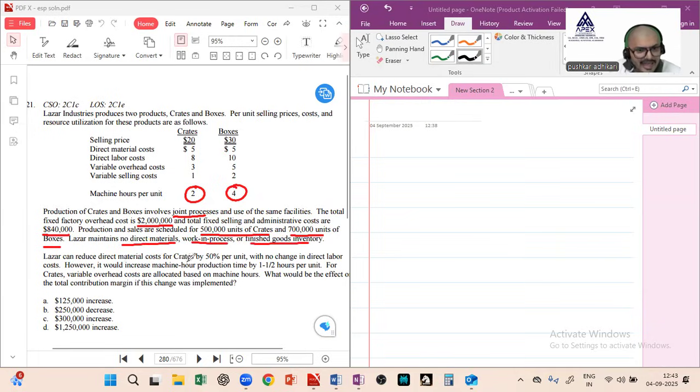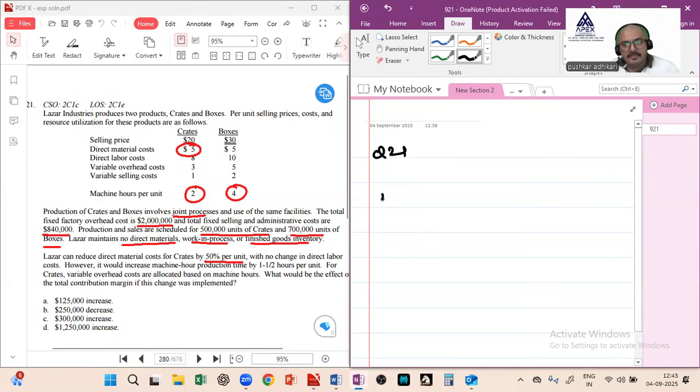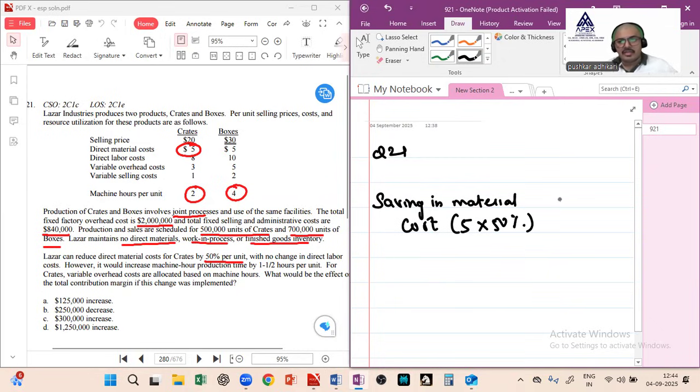Lazar can reduce the direct material cost for a crate by 50% per unit. The direct material cost of a crate at the present moment is $5. So if I reduce it by 50%, in question 21, there will be a saving in material cost. It is currently $5 per unit, and I can reduce it by 50%. So the saving that I will be getting is $2.5 per unit in materials. That is my saving.